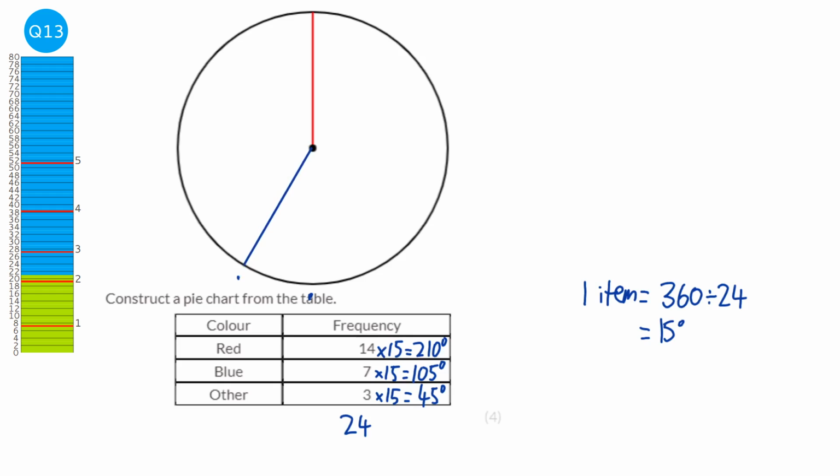Then to do 105, we're going to put our protractor in the middle, and we're going to look at 105, which will be up here. And then we're just going to join it up with a straight line. And then we're just going to check the last angle. And so if I put my protractor on it, it is 45 degrees. Perfect. Now, an important step to not miss is you need to label them. And so the first one is red, the second one is blue, and then the final one is other.